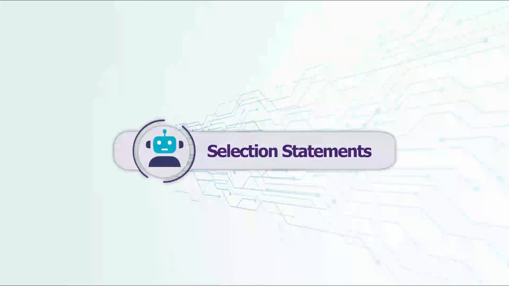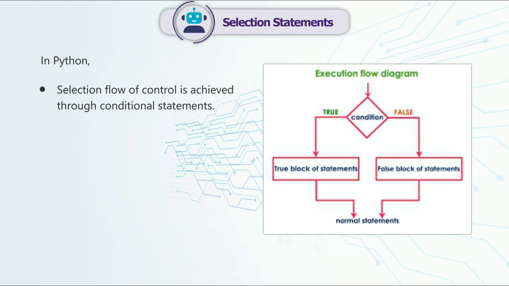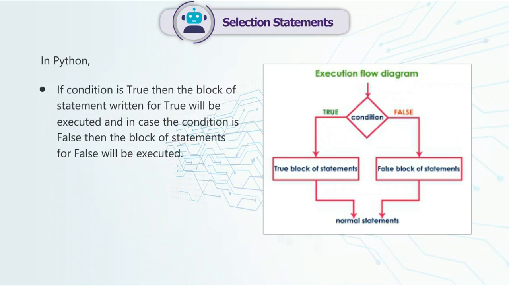Selection of statements. In Python, selection flow of control is achieved through conditional statements. In the conditional or selection statements, flow of control is changed based on a condition. We specify the condition in the program, which evaluates to either true or false. If the condition is true, then the block of statements written for true will be executed, and in case the condition is false, then the block of statements for false will be executed.